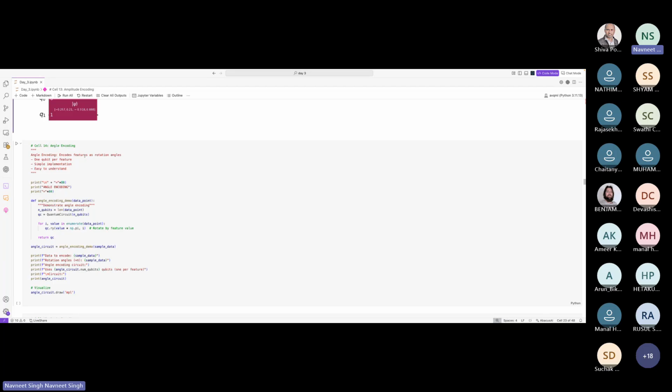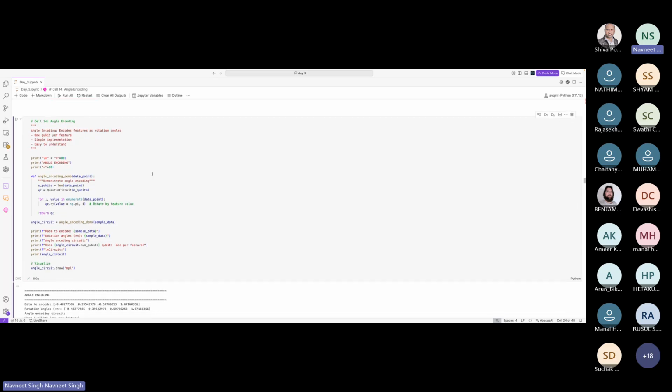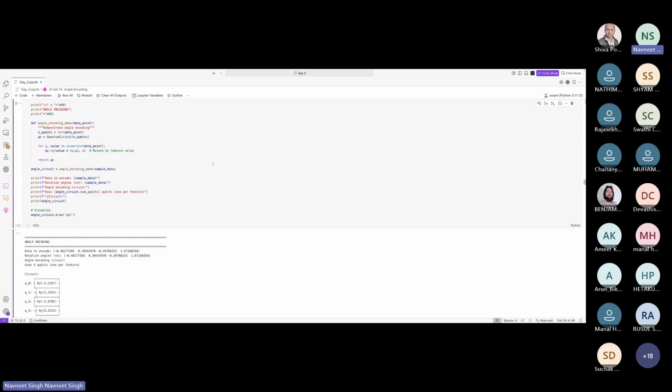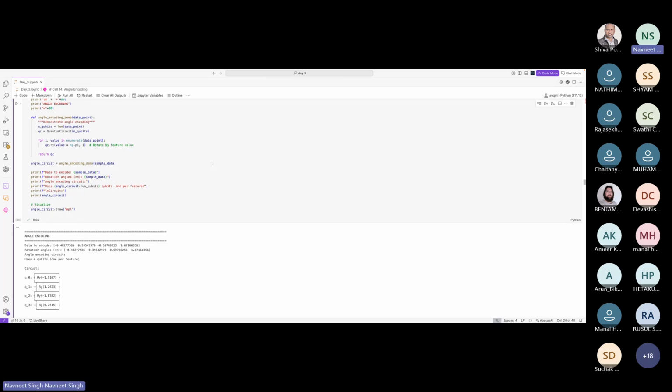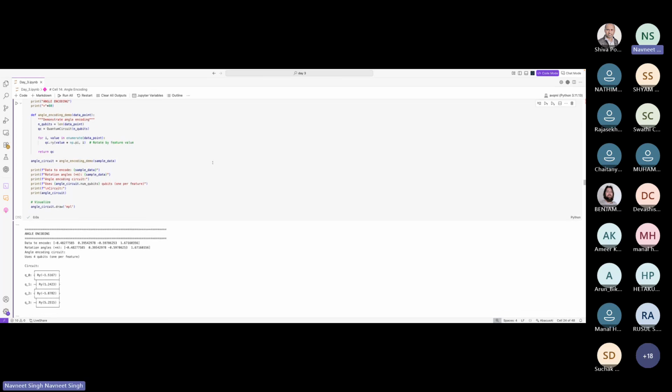Here, each feature becomes a rotation on a qubit. We again take a single sample from the reduced training data and print it so that we can see the values. Then we find the minimum and the maximum feature values in that sample.